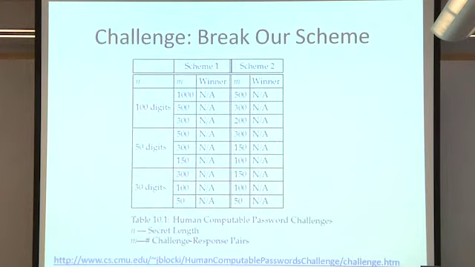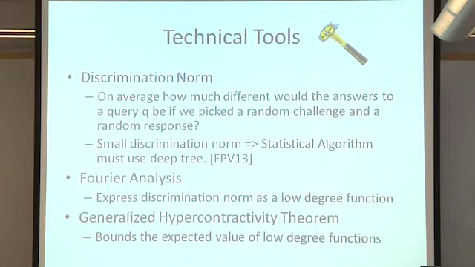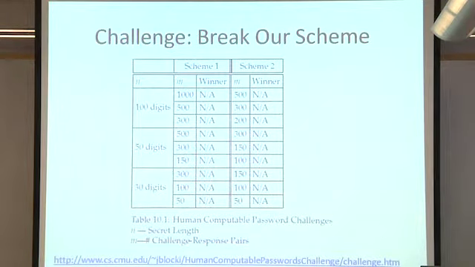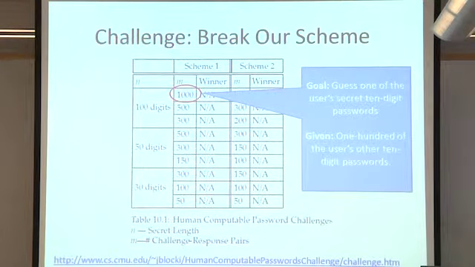OK, so I'm going to skip this for now, because we'll talk about some of the technical tools later. So we do have a challenge to break this scheme. And in this challenge, we've basically published challenge response pairs. And the goal is, from these challenge response pairs, recover the secret mapping and predict some of the challenge passwords. So for example, in this part of the challenge, the goal is to guess one of the user's secret 10-digit passwords given 100 of the user's other 10-digit passwords.